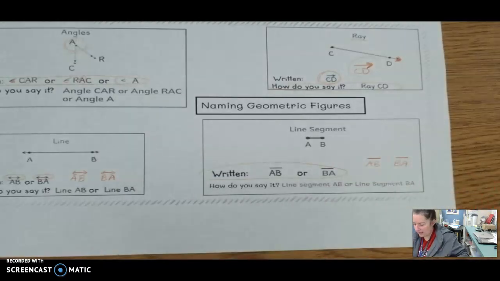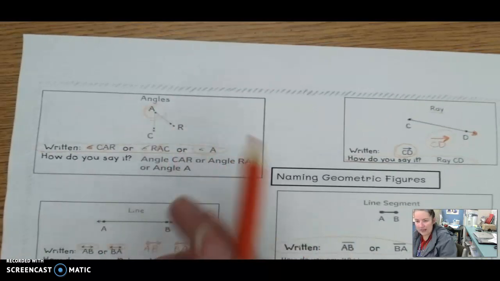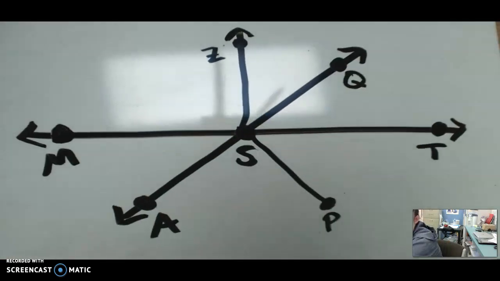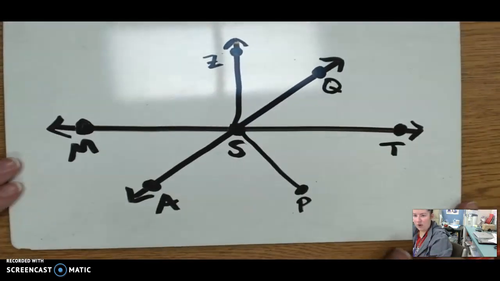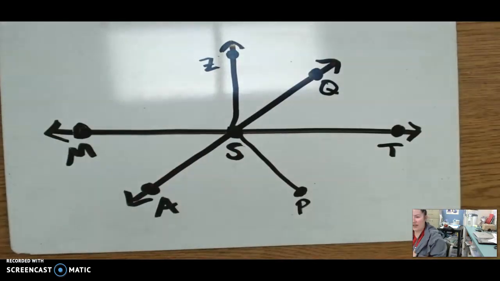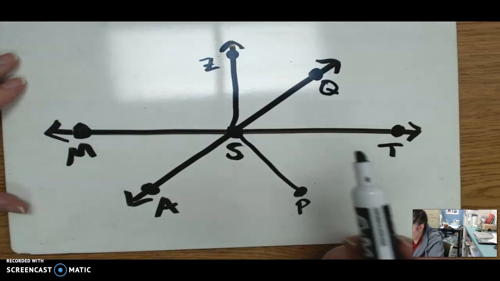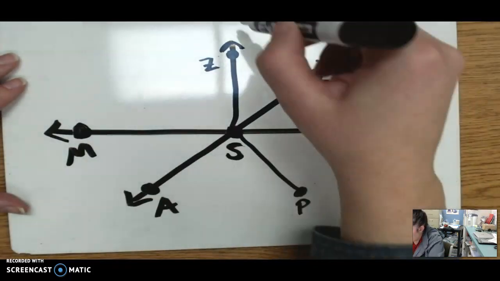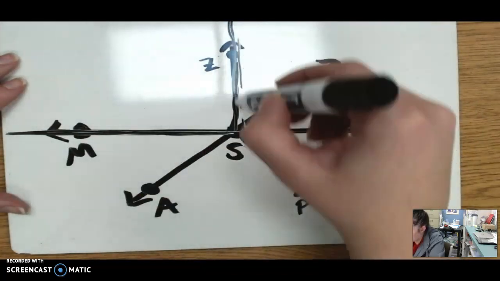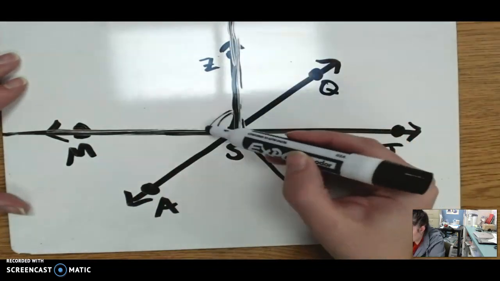So let's practice some of these. We have line segments, lines, rays, and angles. Let's practice pronouncing some of these. I have a figure here that we're going to look at on this whiteboard. It's a whole bunch of different angles and lines and that sort of thing. So I'm going to practice showing you how to write some of these down. Let's say I wanted to talk about this angle right here. It looks like a right angle to me. I want to look at this angle, this space right here.